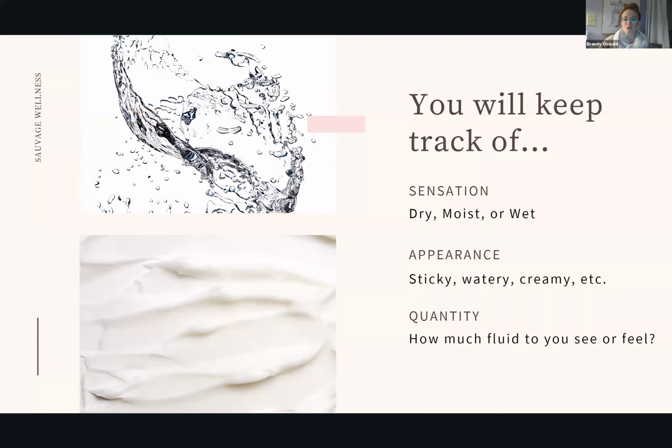Sticky, watery, creamy, egg white, yellowy. You can get into the colors of it. And then we want to talk about quantity. How much fluid do you see or feel? And that's because a sign of increasing fertility, a sign of increasing into that ovulatory phase is having more cervical fluid. So often in the beginning of our cervical fluid production, there's a little bit less than there will be a few days later. It builds up. So we want to keep track of those 3 key parts.